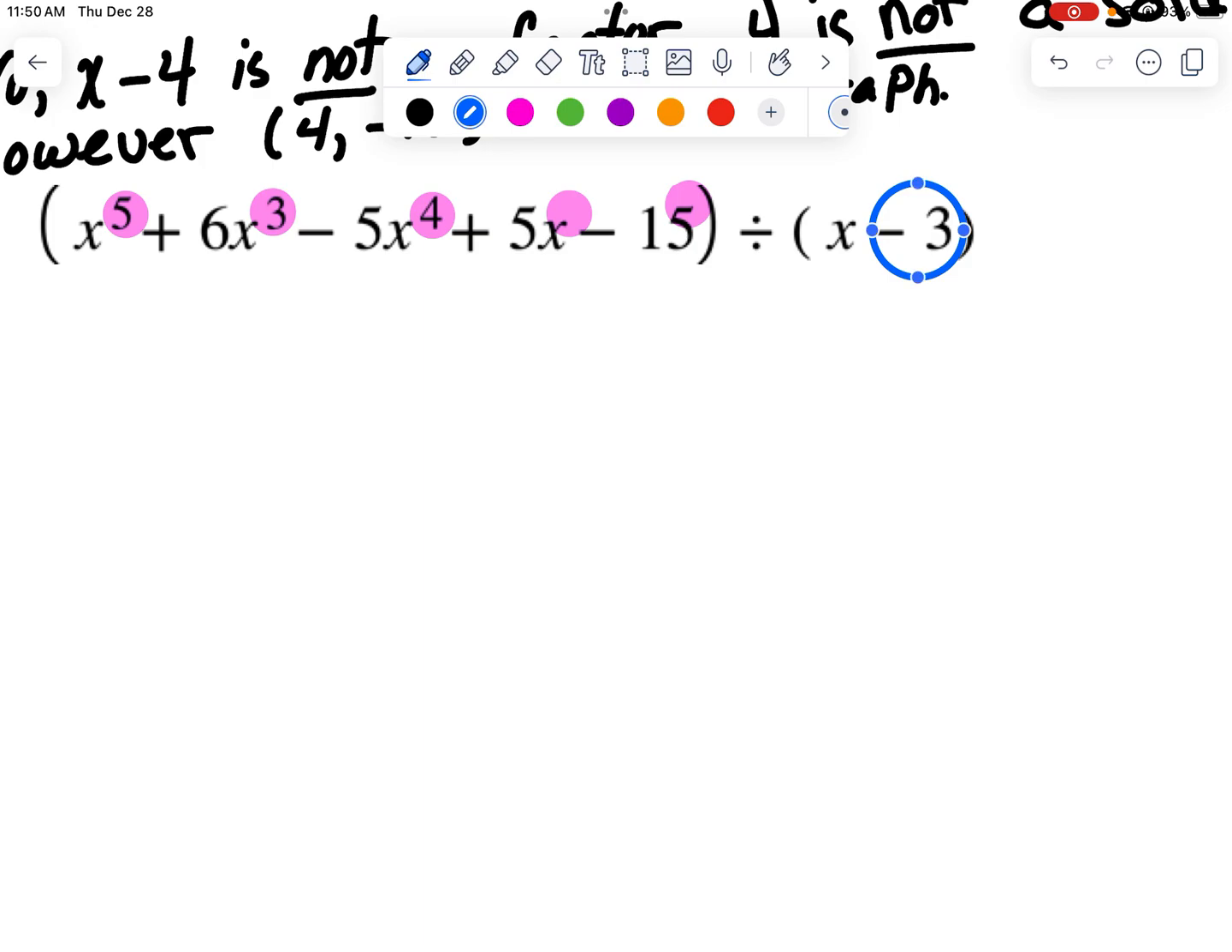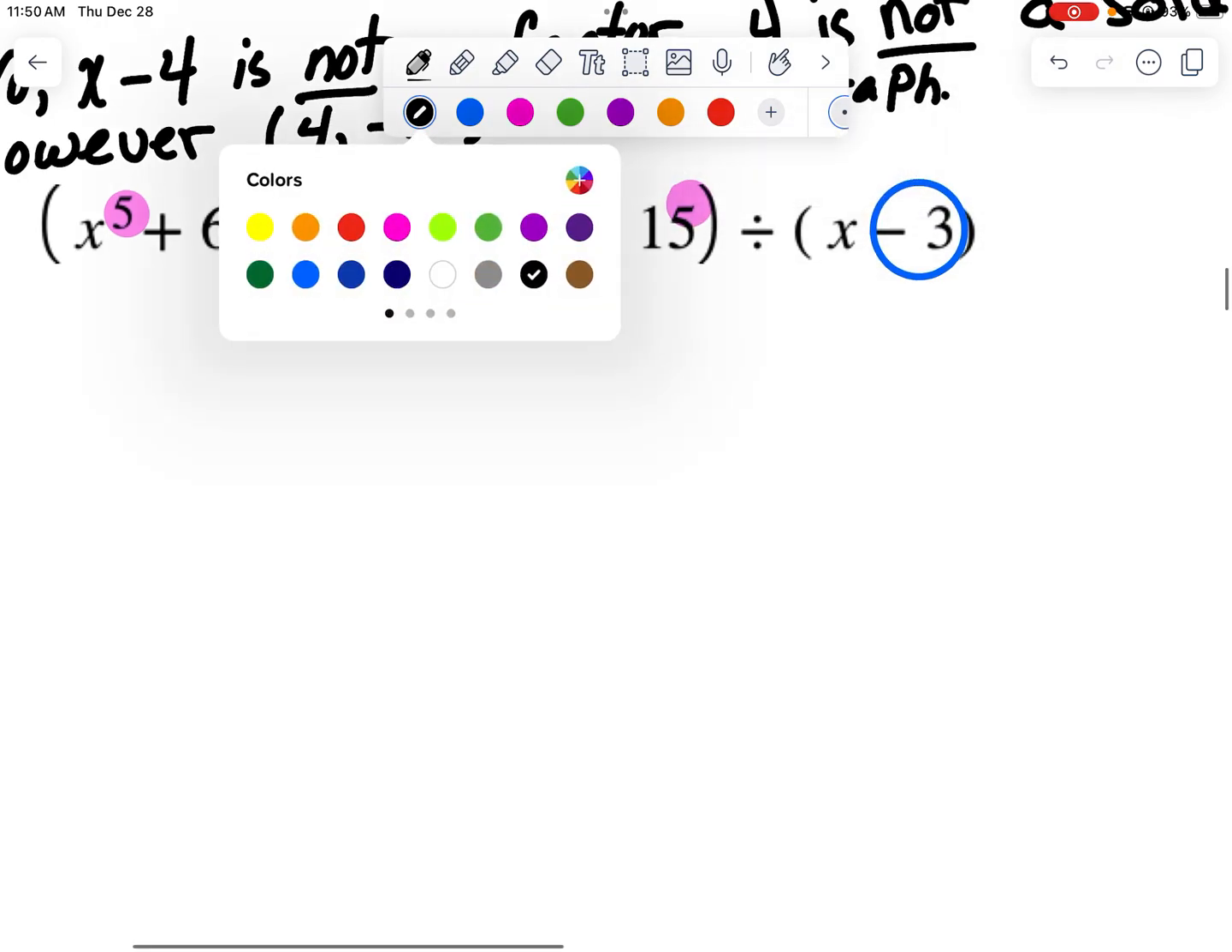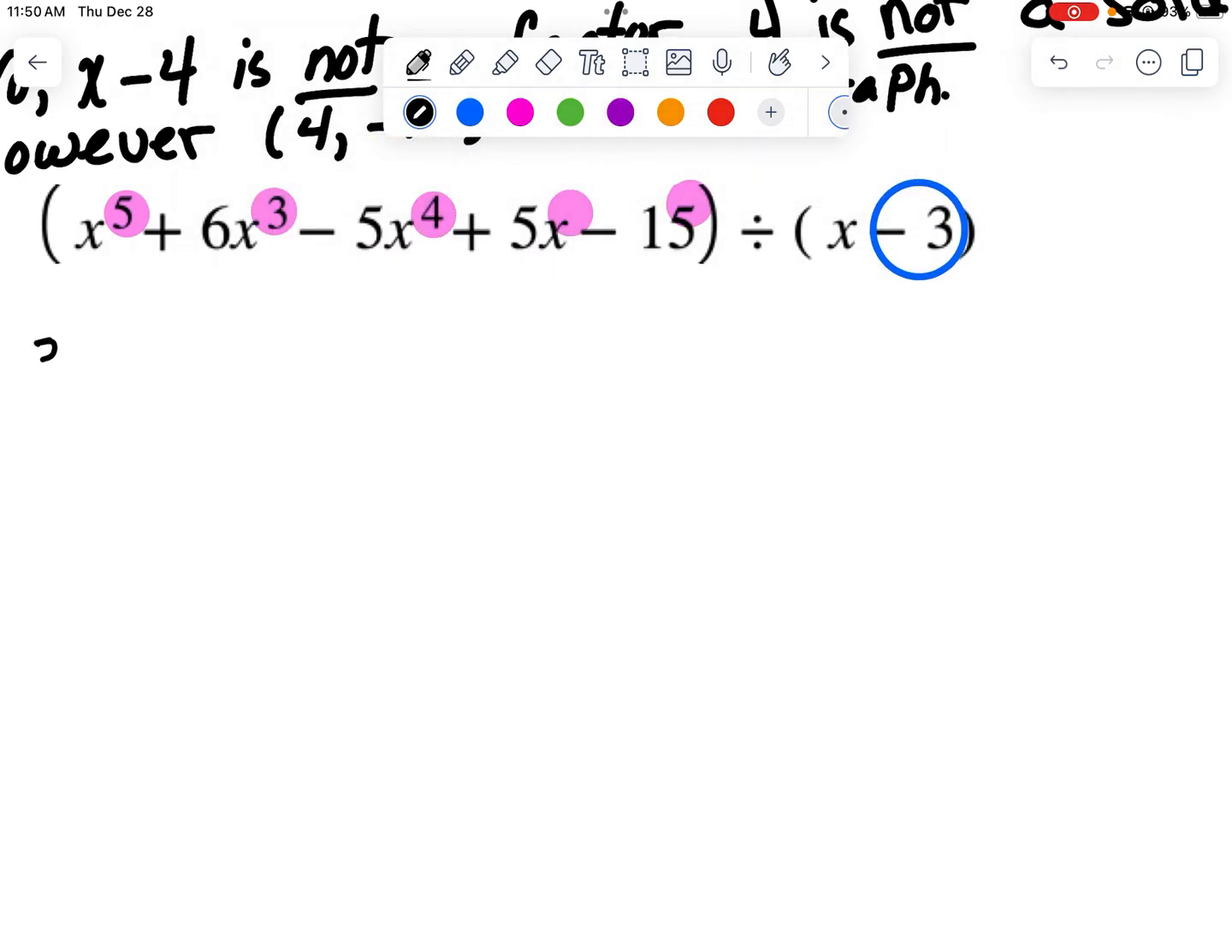So this -3 we're going to put in the box, but when we put it in the box, it's going to become a 3. And I think my pen is a little fat. Okay, so we're going to put a 3 in the box. So a 3 goes in the box.